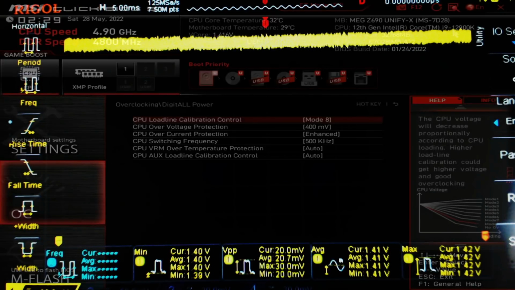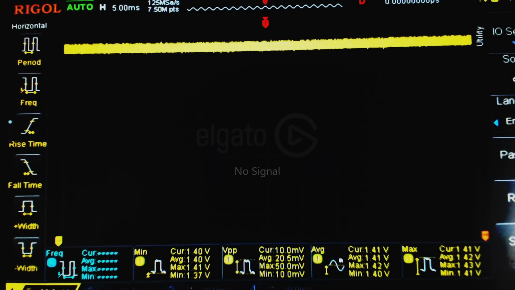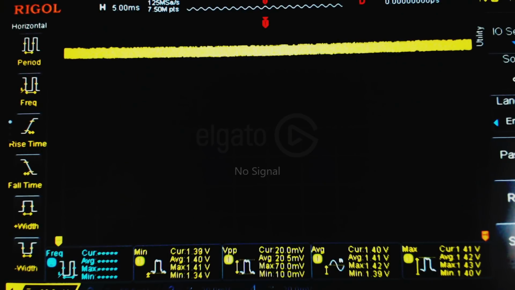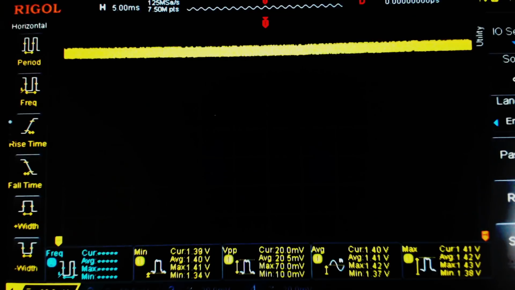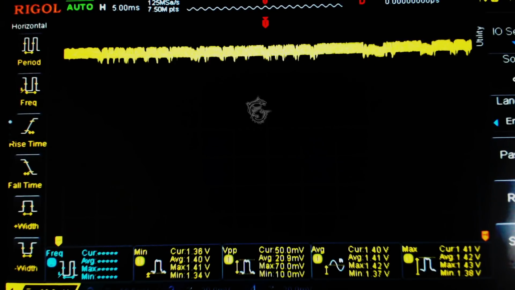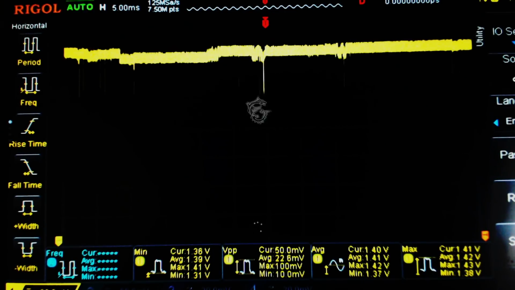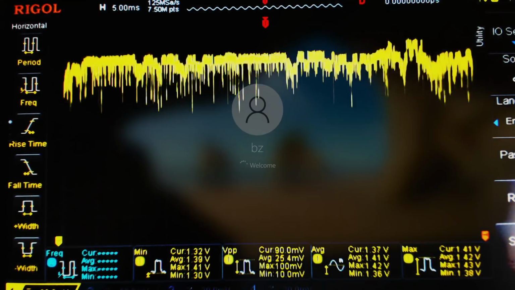So we're just going to save these settings. This is mode 8, 500 kHz, 1.43 volts. We're going to run some small FFTs, and it should drop all the way down to 1.24. Then we're going to switch it over to 1000 kHz, and I'll either find out that I'm going crazy or this board is crazy.